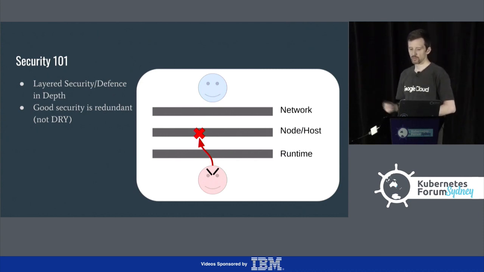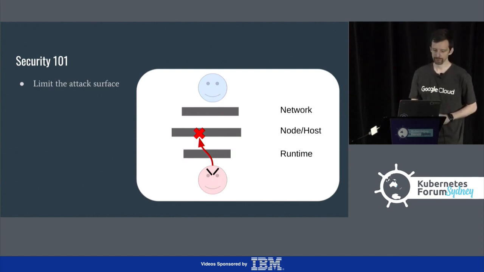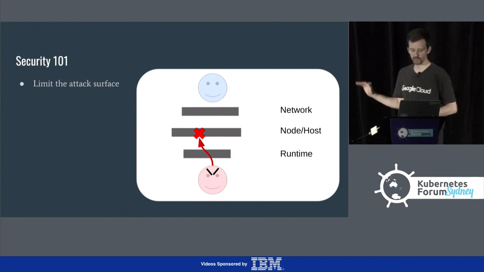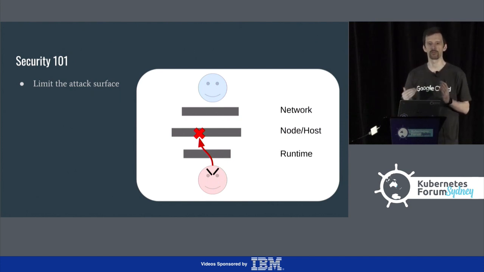So what we want to do is make sure that things like the runtime, the node, and the network each have multiple layers of security, and then the attackers have to circumvent multiple pieces in order to get at user data. And then in each of those aspects, limit the attack surface. This means give the attacker as few options as possible for circumventing that layer of the security.